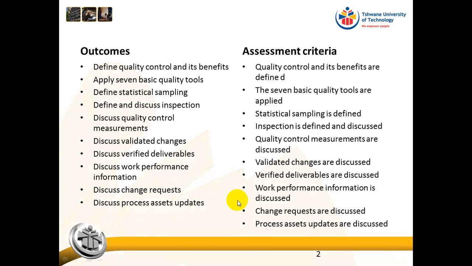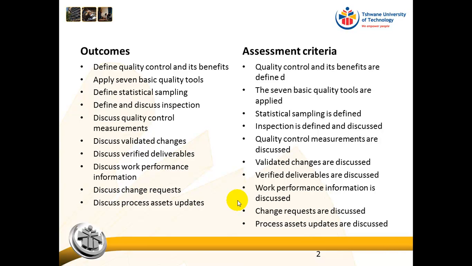Alright, so after this theme, you need to be able to define quality control and its benefits, apply the 7 basic quality tools, define statistical sampling, define and discuss inspection, discuss quality control measurements, discuss validated changes, discuss verified deliverables, discuss work performance information, discuss change requests, and discuss process asset updates. So unfortunately, you will see that this is quite a theoretical theme, and you will then unfortunately have to study most of what is in this theme.